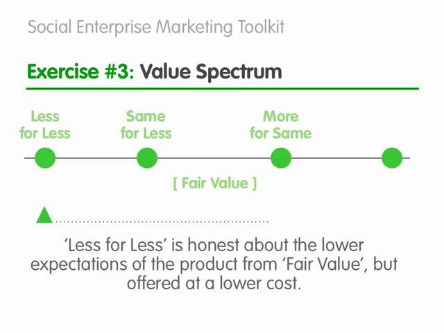Less for Less is honest about the lower expectations of the product from fair value, but it is also clearly offering it at a lower cost. This price-based motivation is demonstrated through the removal of service or customization, and often through a large-scale formulaic approach. Think about buying jeans at Walmart to understand this value position.